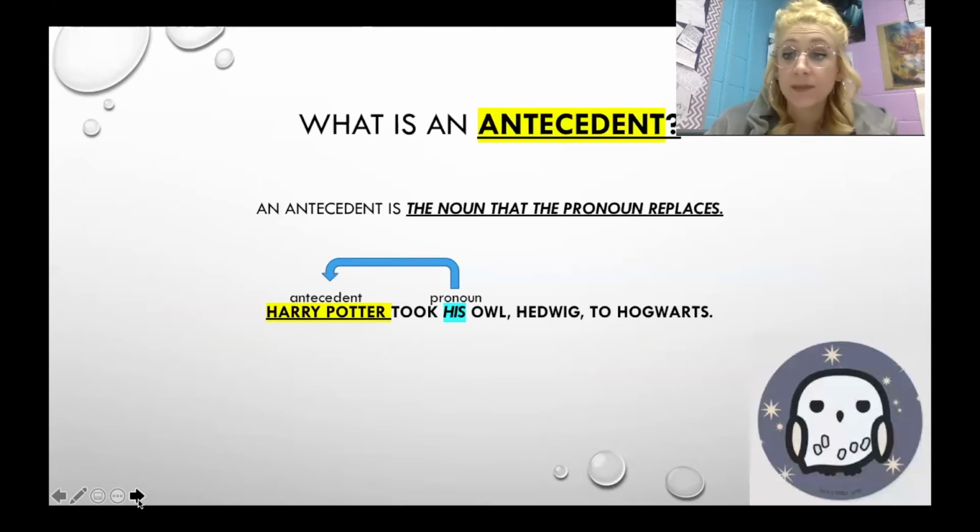So we know what pronouns are, but what is an antecedent? If we have pronoun antecedent agreement, what is the actual antecedent? So an antecedent is the noun that the pronoun is replacing. So let's take a look at this example. Harry Potter took his owl, Hedwig, to Hogwarts. Instead of saying Harry Potter took Harry Potter's owl, Hedwig, to Hogwarts, I'm taking Harry Potter, that noun, and replacing it with his. That's our pronoun. So the thing that's being replaced in this sentence is Harry Potter, and so that is what we call the antecedent. The antecedent is the noun that we're removing from the sentence and we're replacing with the pronoun. Easy.